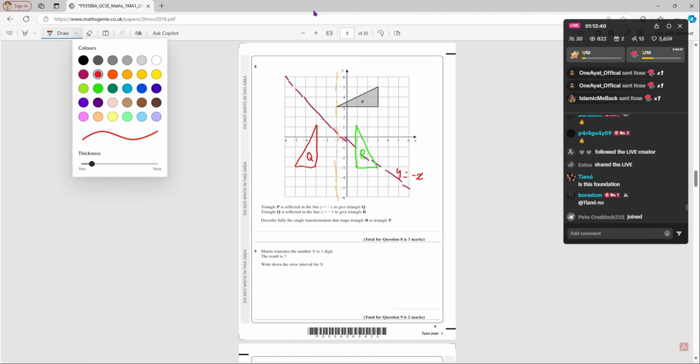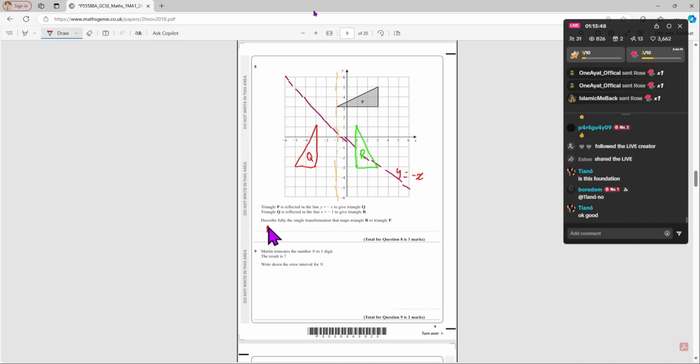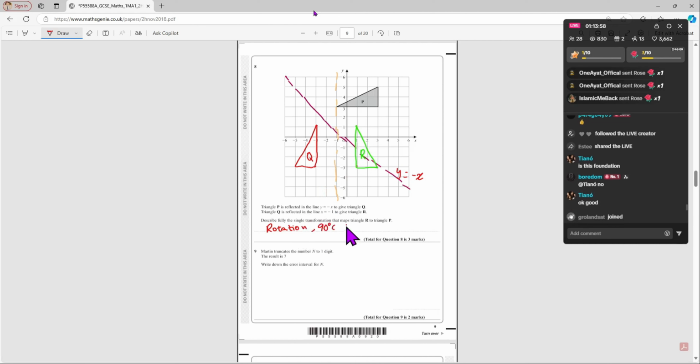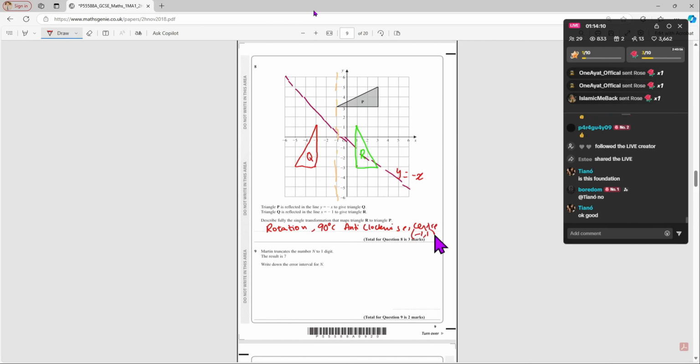In every rotation question, you also have to write how many degrees it is rotated and what the center of rotation is. So the rotation is going to be 90 degrees anti-clockwise, okay? And our center of rotation is going to be (-1, 1). Okay, that will be our center of rotation.